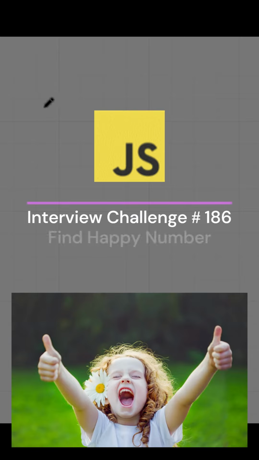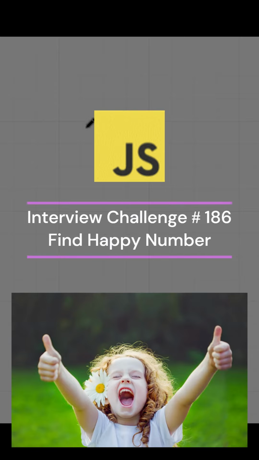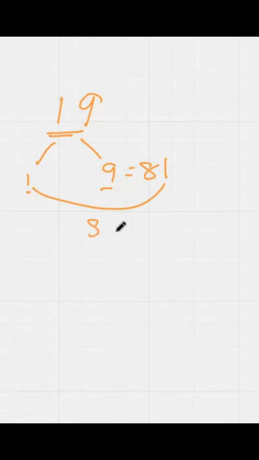So you may face this question in your next interview. What is a happy number and how can you identify it? We have 19, and 19 has the digits 1 and 9, right? Now you need to square these two. If you square 1, it becomes 1, and if you square 9, it becomes 81. If you sum these two, it becomes 82.